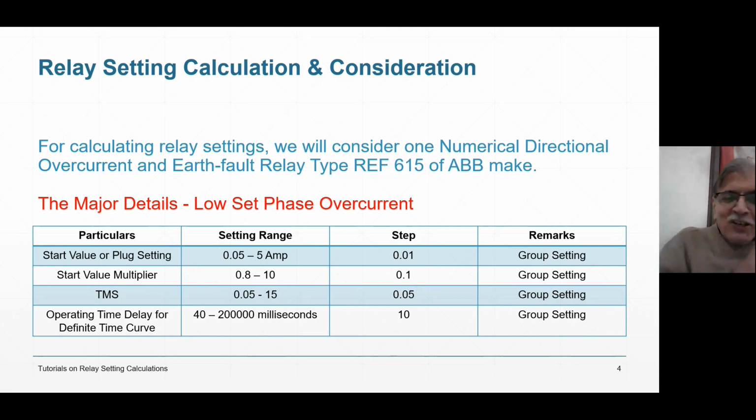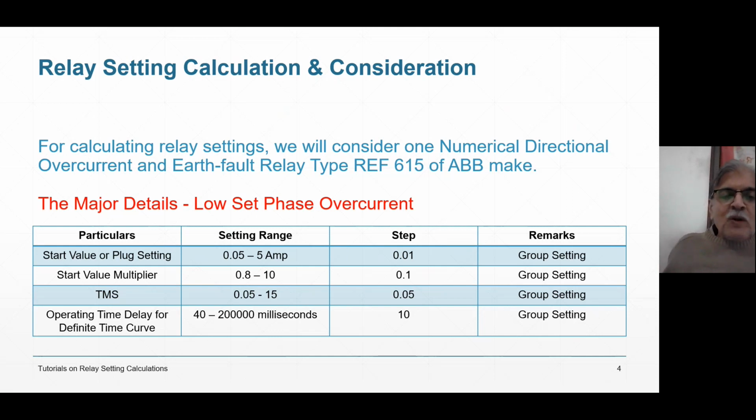But here you can do 3 also. Here you can do 2 also. Because the start value multiplier says that while you are energizing a motor or transformer or any equipment, that means when the unit starts from 0 current to high current, then the setting, this low setting, high setting, any kind of setting will be multiplied by this 0.8 to 10, adjustable. Step is 0.1, that is 0.8, 0.9, 1, 1.1, 1.2, up to 10.